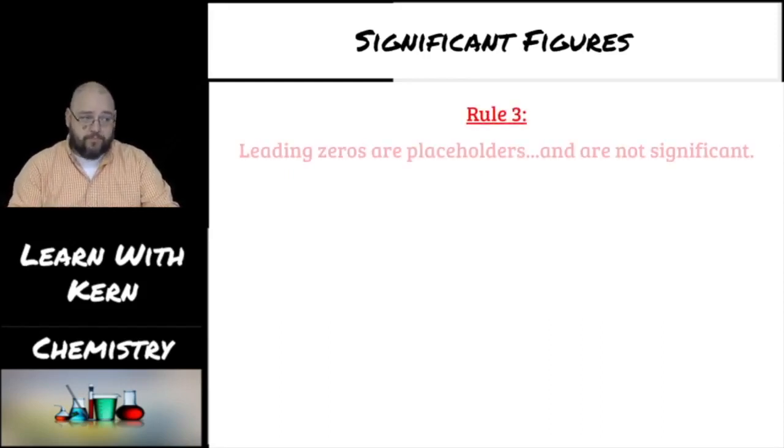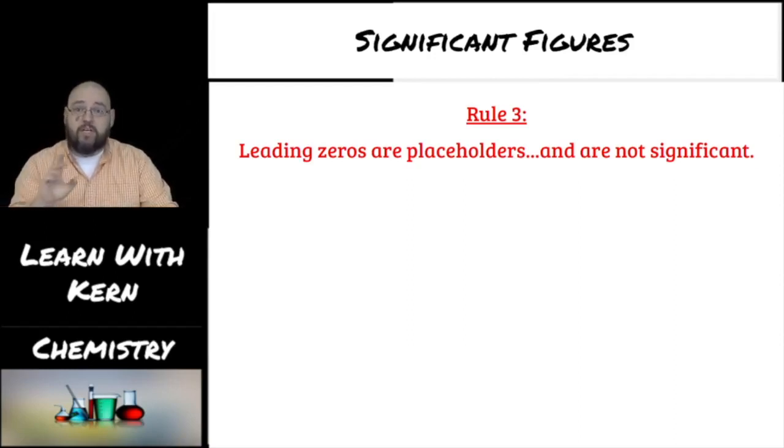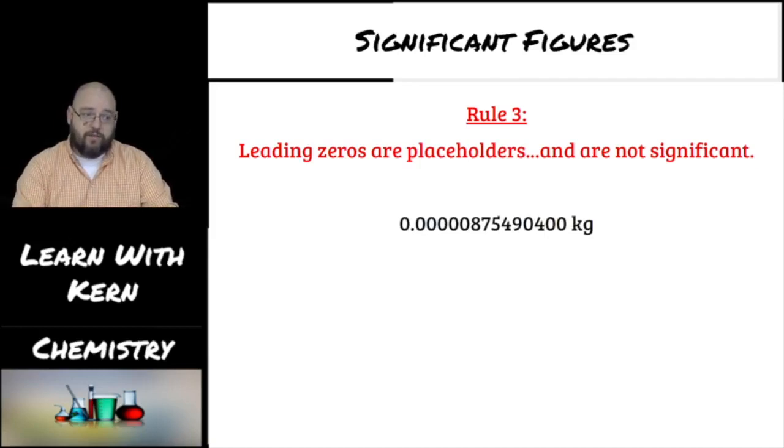Rule number 3: leading zeros are placeholders and are not significant. As we discussed a few minutes ago with the paycheck, placeholder zeros are not significant. They are still important, so they still need to be written down, but they don't show the precision or the accuracy of our measurements. They're placeholders. What do I mean by a leading zero? Well, that's a 0 in the front of a number. It leads all the other numbers. So leading zeros are the zeros here in front.